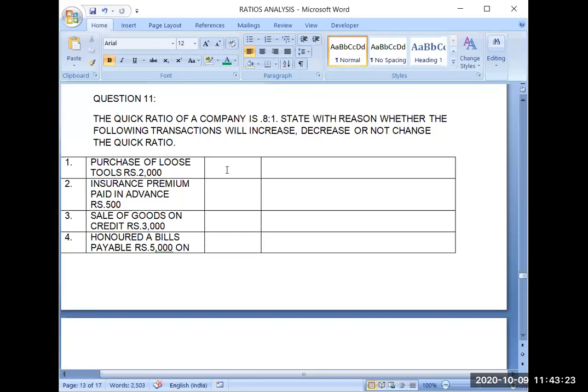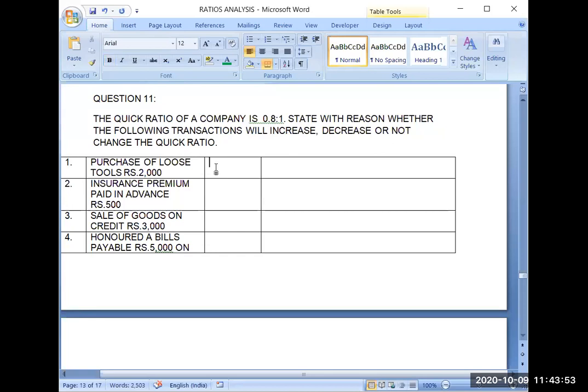It is saying the quick ratio of a company is 0.8:1. You should mark here 0.8:1. State with reason whether the following transactions will increase, decrease, or not change the quick ratio. Again, we have to decide whether this transaction will increase or decrease, or there will be no change in the quick ratio. Now see the first transaction.